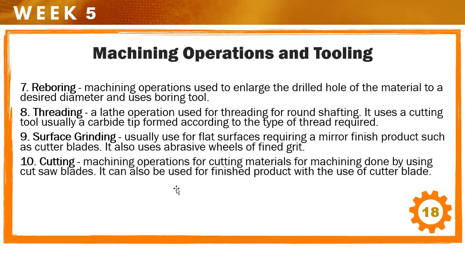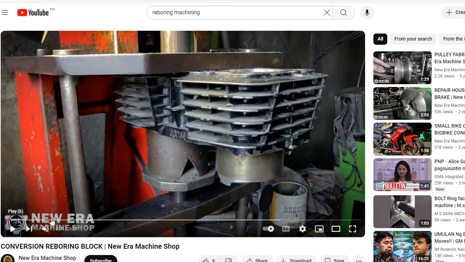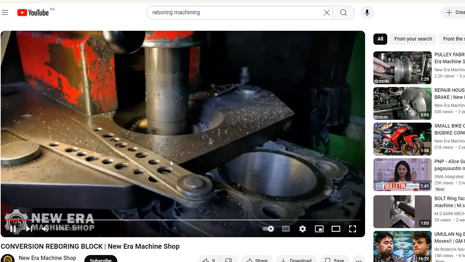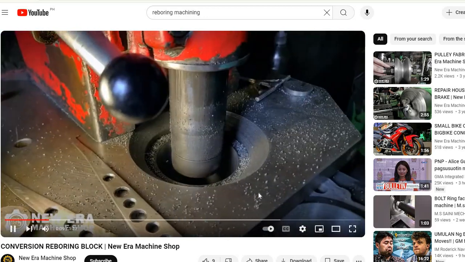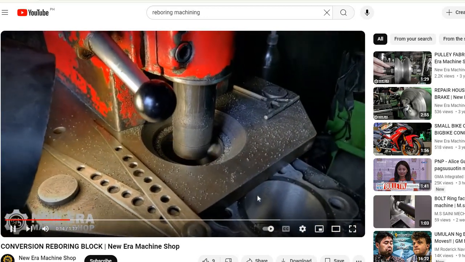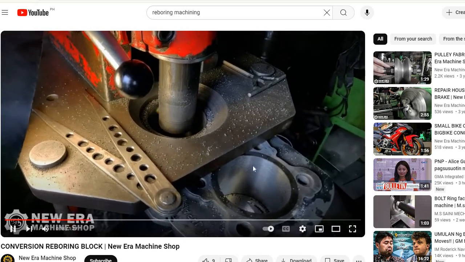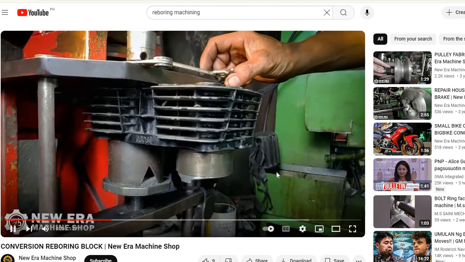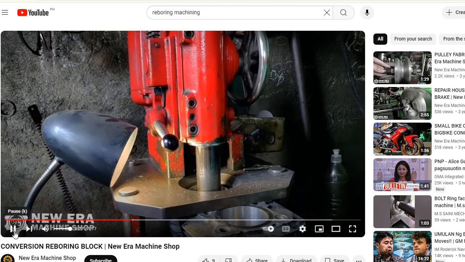Next we have reboring. So let's watch what reboring is. This is the reboring process. As you notice, there are already holes on the gear. What reboring does is it makes the hole bigger and smoother. So that's the reboring process.